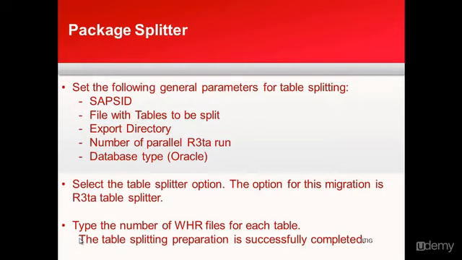It will ask for information like SAP SID, files with tables to be split, export directory, number of parallel R3TA runs, and database type. Select the table splitter option. This option for the migration is R3TA table splitter. Type the name of the WHR file for each table. The table splitting preparation is successfully completed.